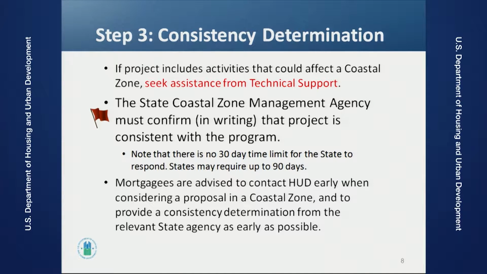Okay, if your project is located in a coastal zone, then you're going to contact that state coastal zone management agency to find out if your project is consistent with the program. Please note, as also stated here, that there's not a 30-day time limit for the states to respond. They can take up to 90 days. So make sure that the lenders get that information to you early, so that if you are in a coastal zone, that consistency notification can be obtained and not cause any delays.